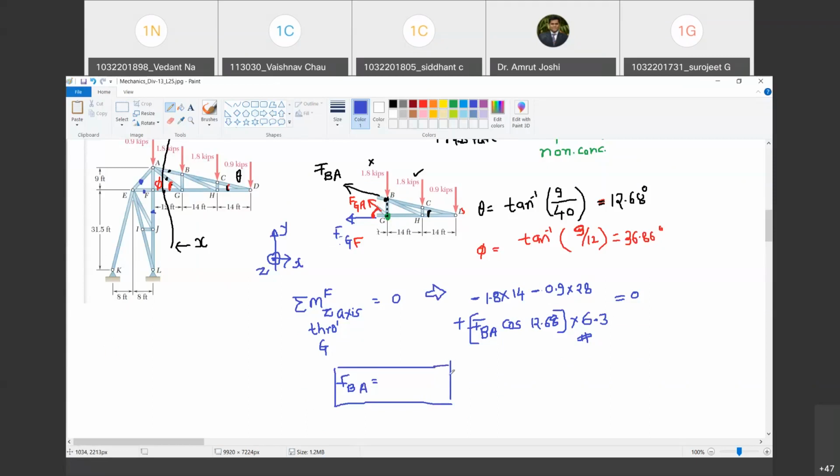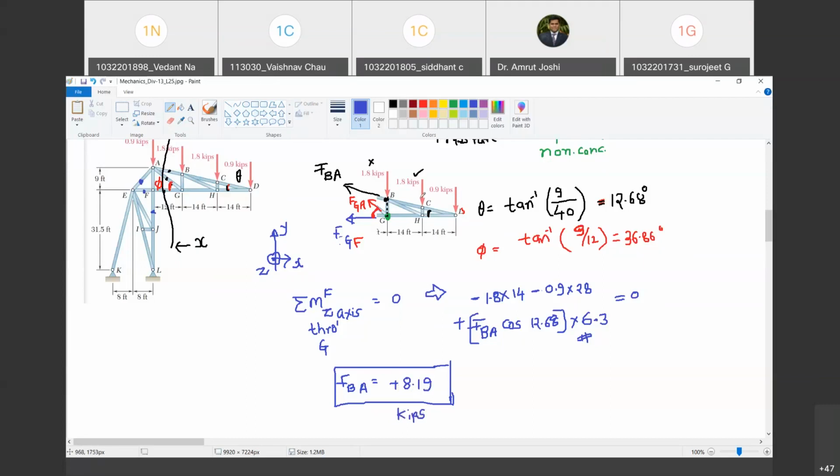Ensure that your calculator is in degree mode. Yes, sir. Sir, it's coming out to be 8.19. Positive or negative? Positive. So plus 8.19 and what will be the unit? KIPS.